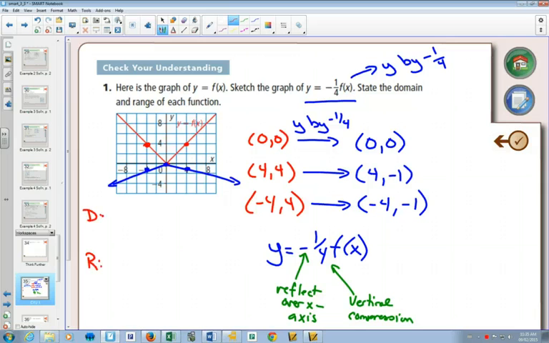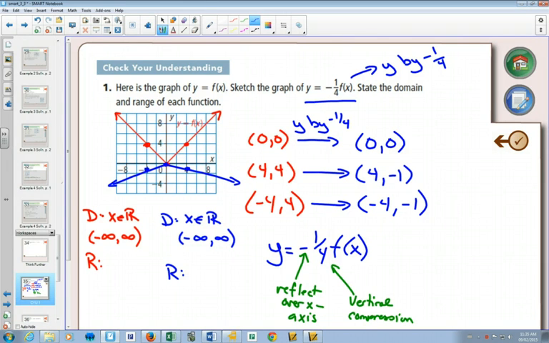So I'll do the domain and range of the red one, the domain and range of the blue one. Again, we're going to assume, since it hits the end of the graph, negative infinity to infinity, and that doesn't change when we flip it over. We still have every single x value possible.